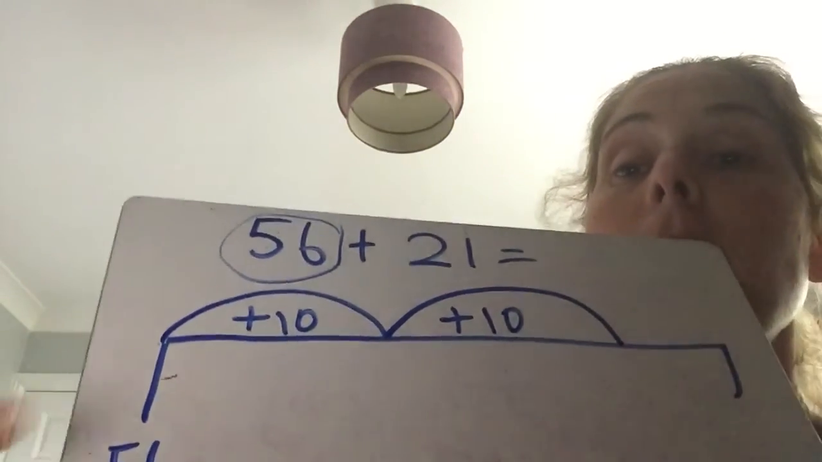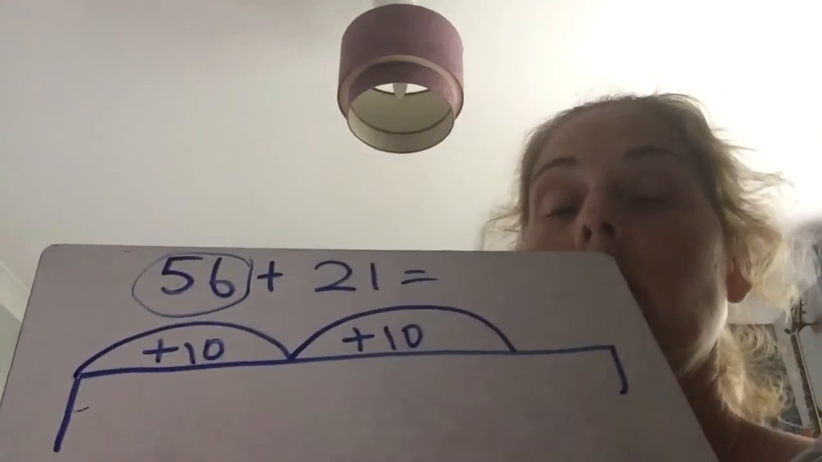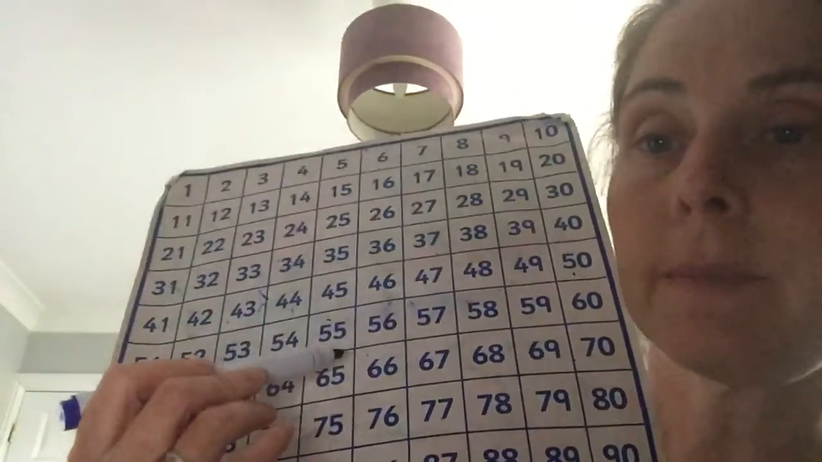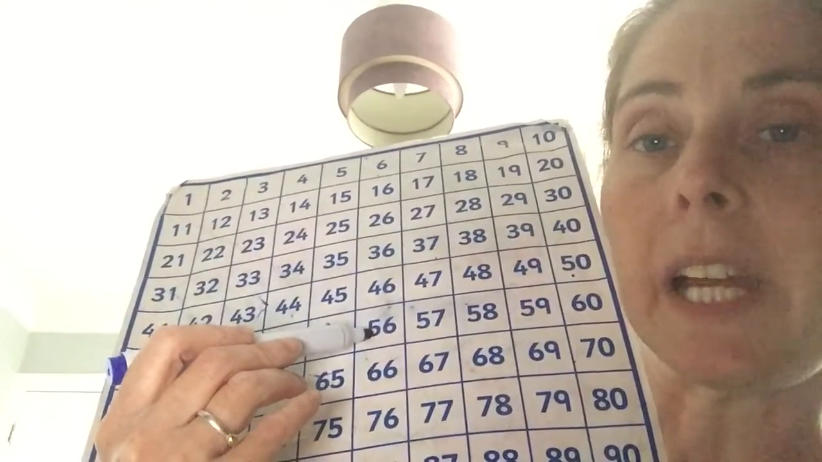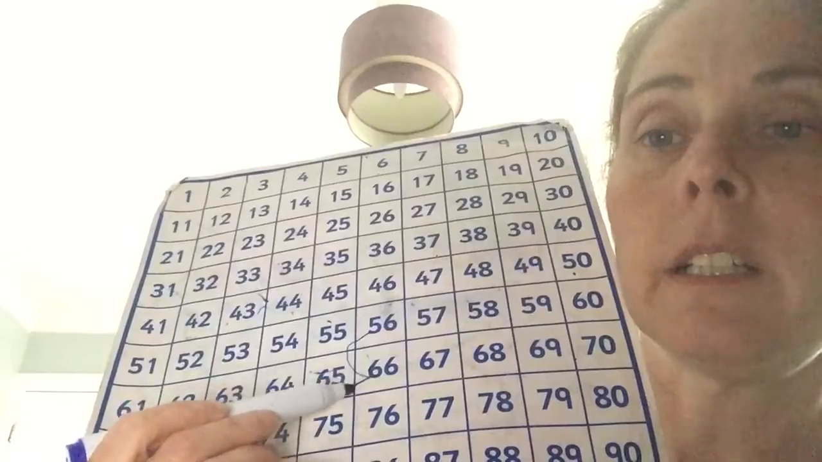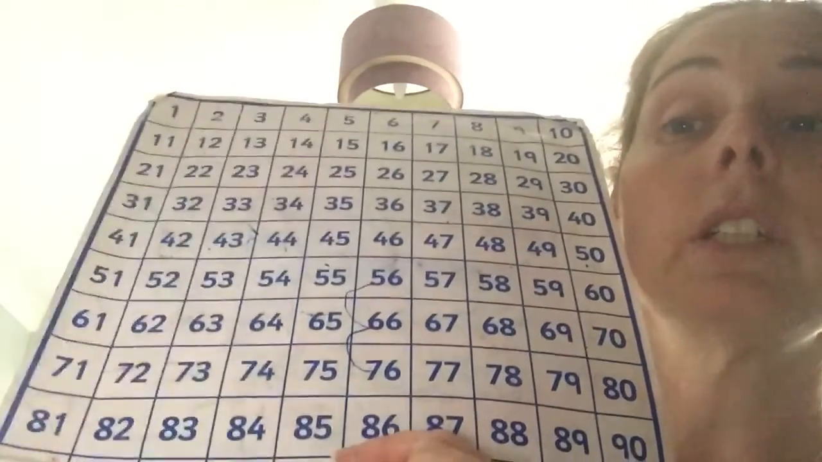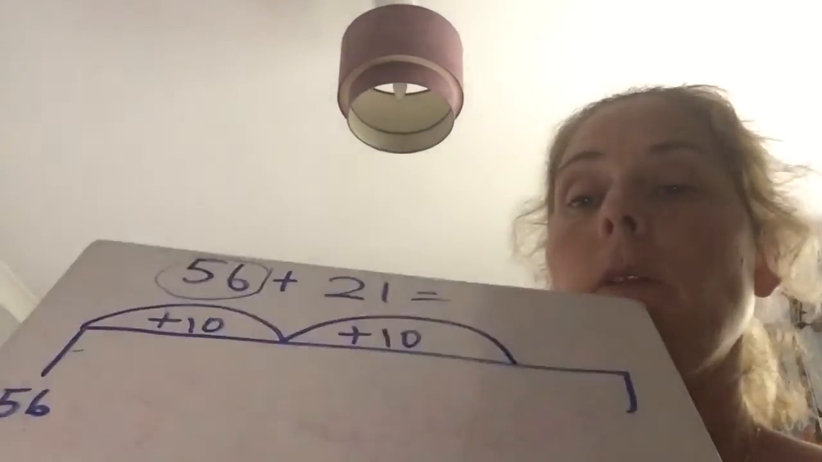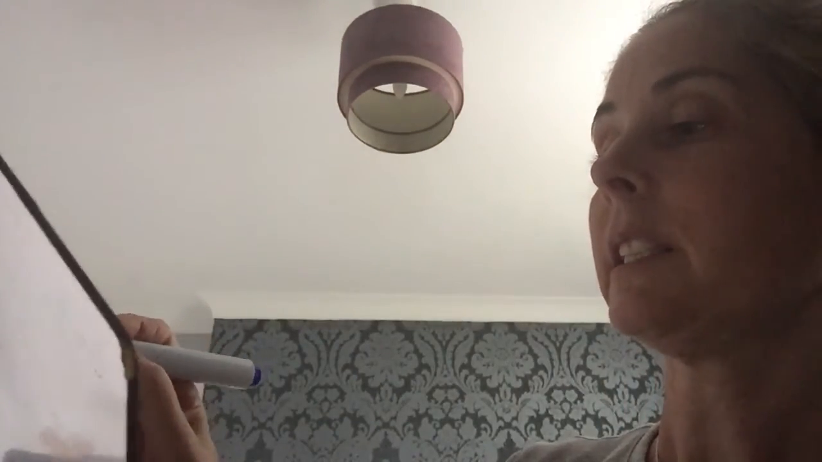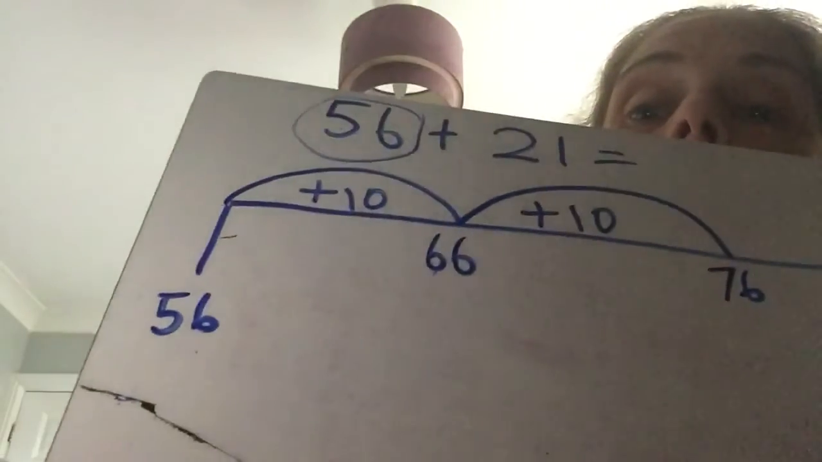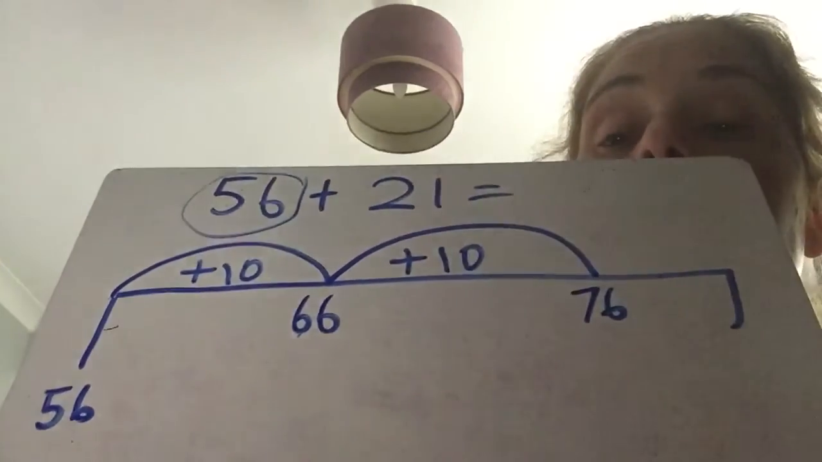Some of you may be able to put these on without using your 100 square, but if you need to, you find your 56 on the 100 square, and you add your two 10s. So you go 10, 20, and there's your 76. So on your number line, you would write your 66 and then your 76. So there you are, 66, 76.